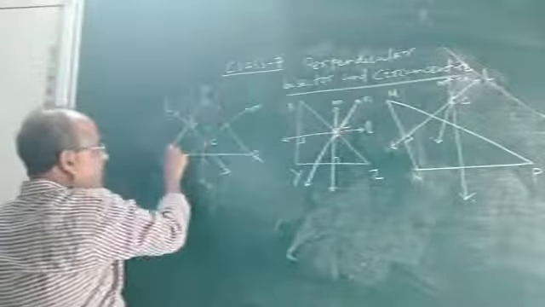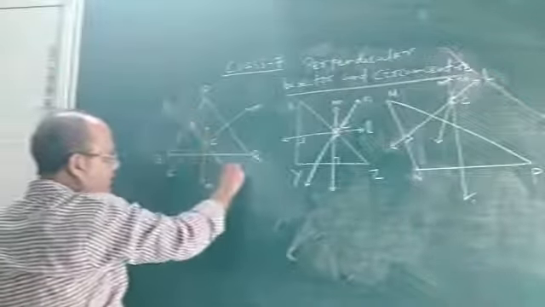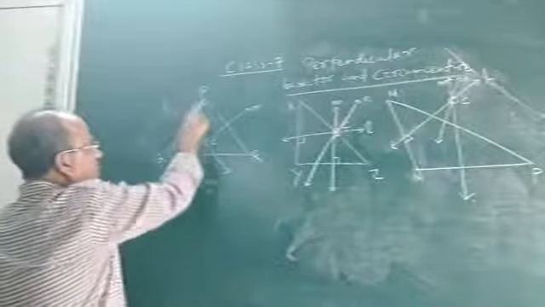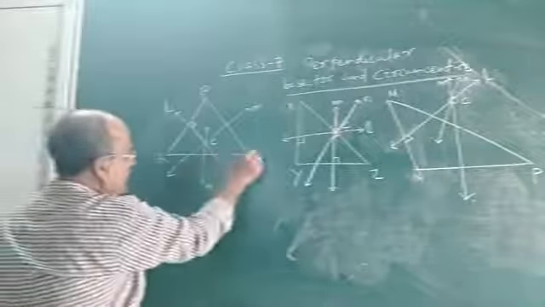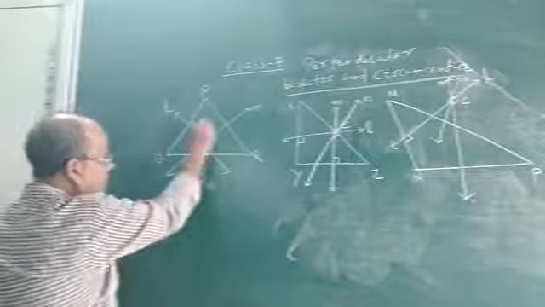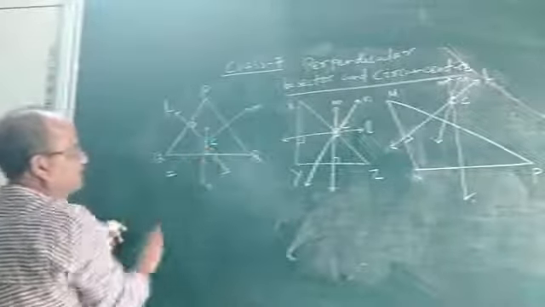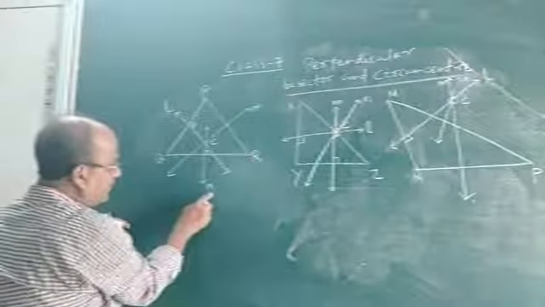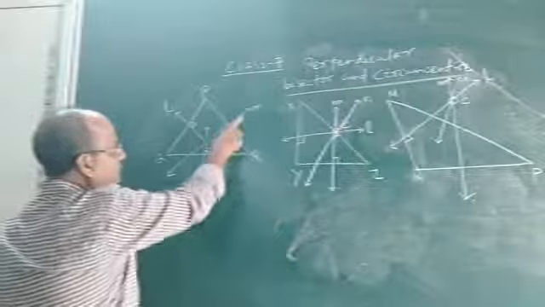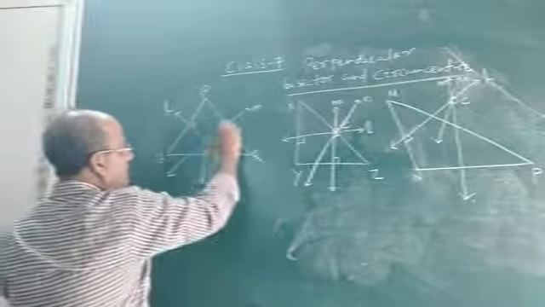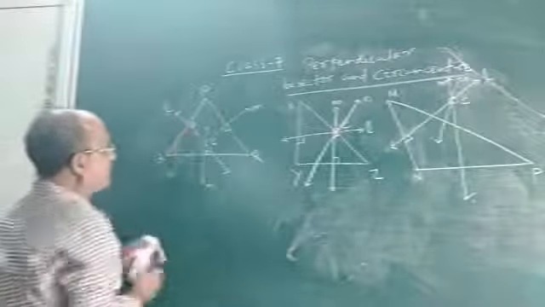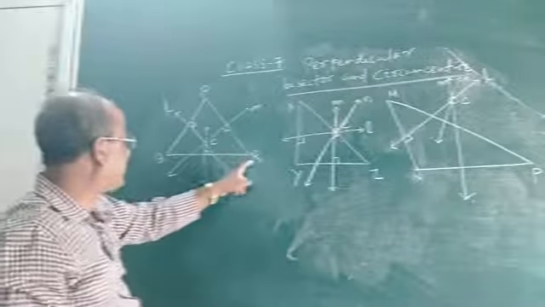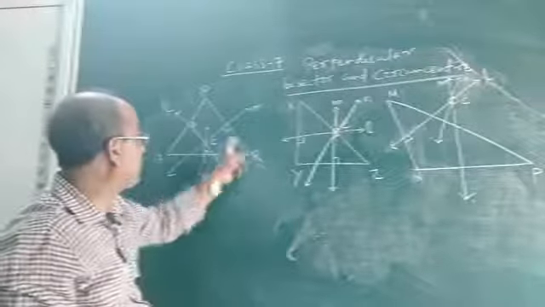So you see PQ is one side. Suppose L is the perpendicular bisector. This is 90 degree and these two parts are equal. Similarly, suppose QR is another side. Suppose N is the perpendicular bisector. This angle is 90 degree. These two parts are equal and this angle is 90 degree. So suppose N is the perpendicular bisector of QR. Now look at M. Now M is the perpendicular bisector of PR. See, L is the perpendicular bisector of PQ, N is the perpendicular bisector of QR, and suppose M is the perpendicular bisector of PR.